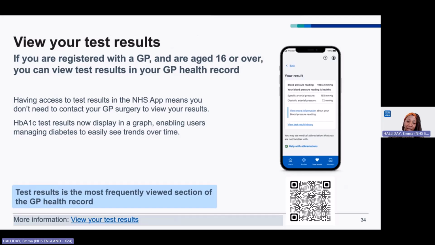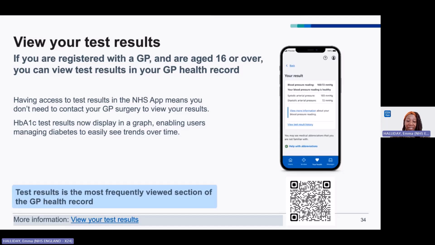The most used feature in the GP health record is being able to view test results. This has a time-saving benefit to both patients and practice, because patients will be able to have access to their test results so they don't need to call the practice. And then it also frees up the phone lines for the practice.